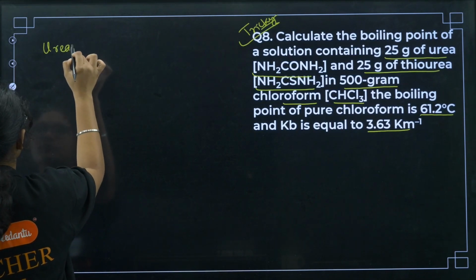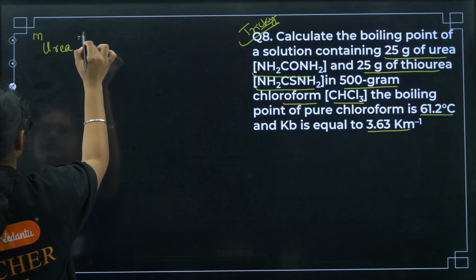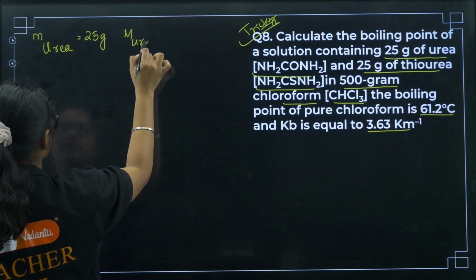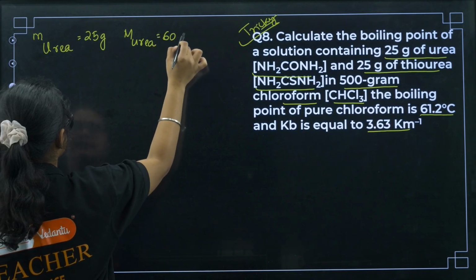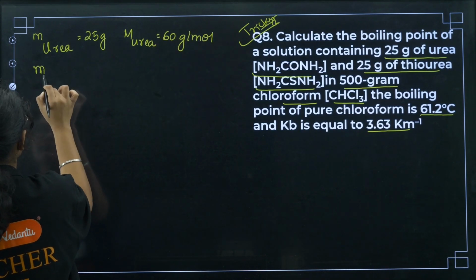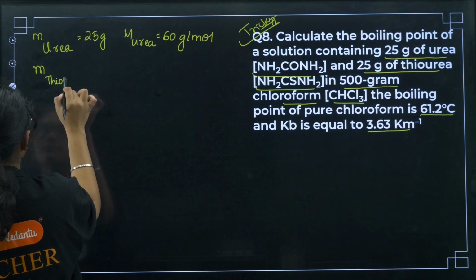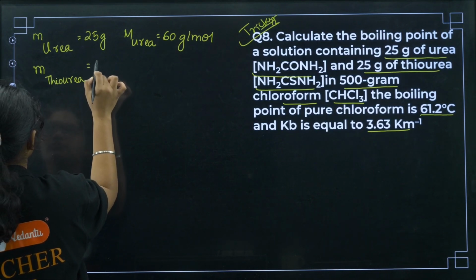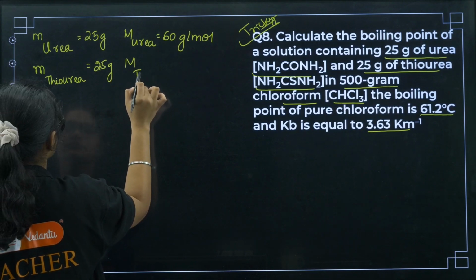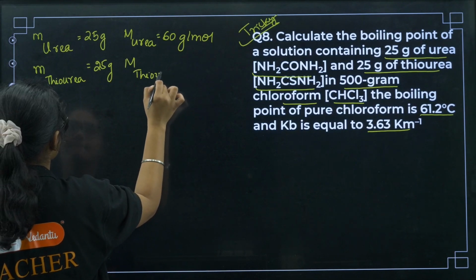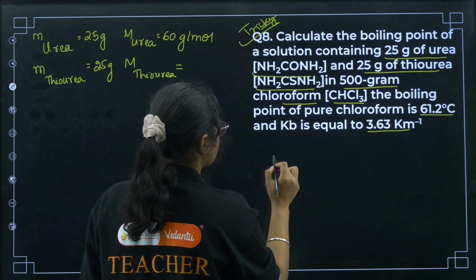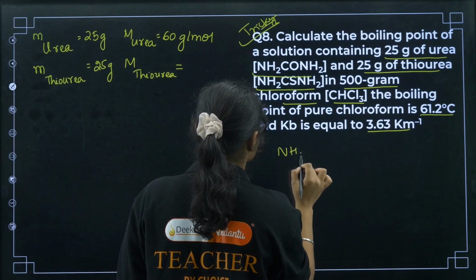So for urea, mass of urea is how much? 25 gram, and I know the molar mass of urea, that is 60 gram per mole. Next, mass of thiourea, that is also 25 gram, and molar mass of thiourea, we can just calculate, you have the formula, right. So NH2CSNH2.